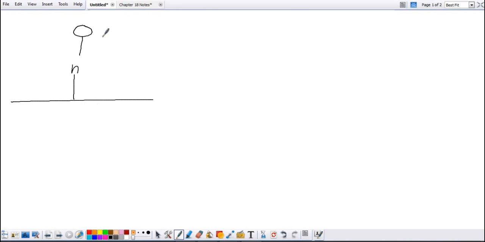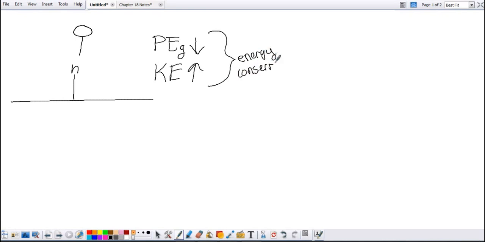And what we learned was that as this ball fell, its gravitational potential energy would go down. However, its kinetic energy would go up. Because its speed would increase, so the kinetic energy would go up, and the height would decrease, so the gravitational potential energy would go down, and mechanical energy would be conserved as long as we weren't worried about friction. And we use this equation: the gravitational potential energy was equal to the mass times the gravitational field times the height.